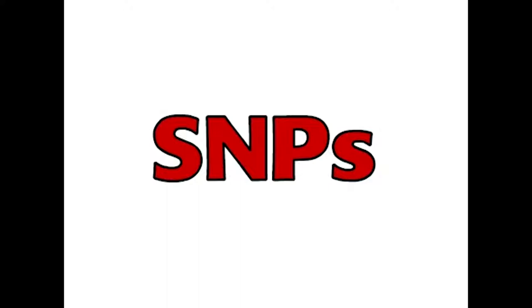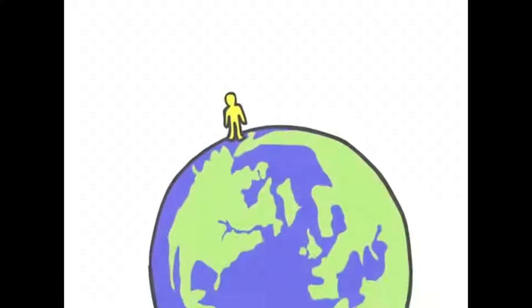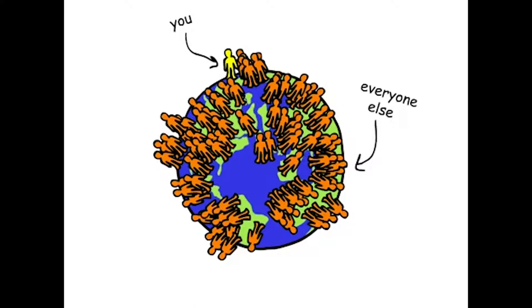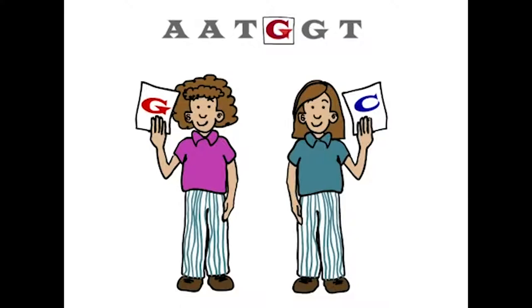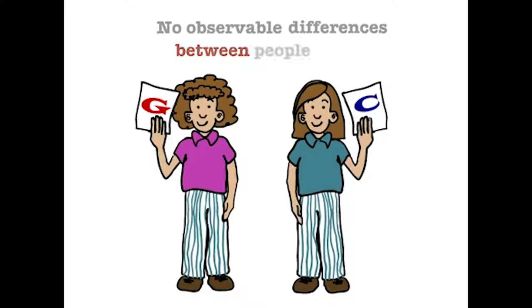There are around 10 million SNPs in the human genome, which account for many of the genetic differences between you and everyone else on the planet. Some SNPs account for differences in appearance. Others can affect how we develop diseases or respond to drugs. Most SNPs, however, seem to lead to no observable differences between people at all.